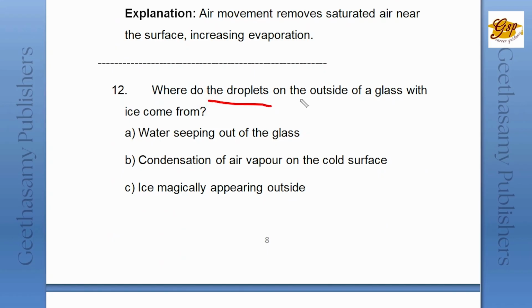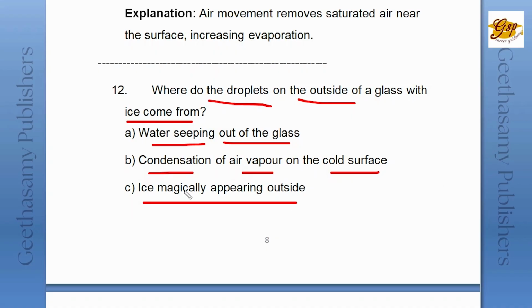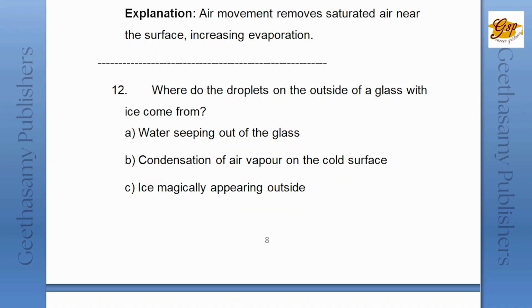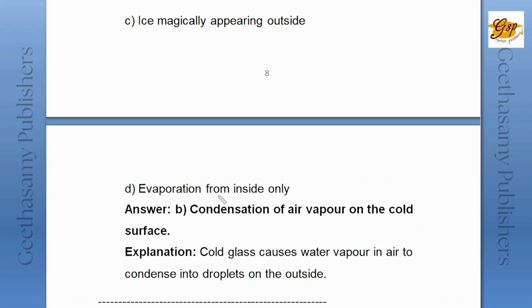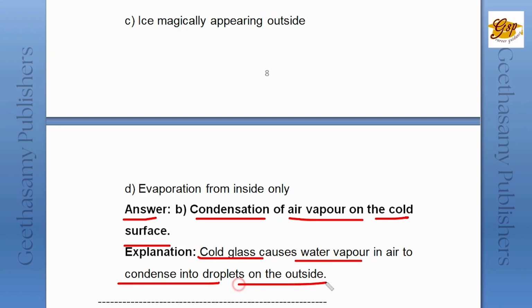12th question. What do the droplets on the outside of a glass with ice come from? Water seeping out of the glass, condensation of water vapor on the cold surface, ice magically appearing outside, or evaporation from inside only? The correct answer is condensation of water vapor on the cold surface. The cold surface causes water vapor in the air to condense into droplets outside the glass.